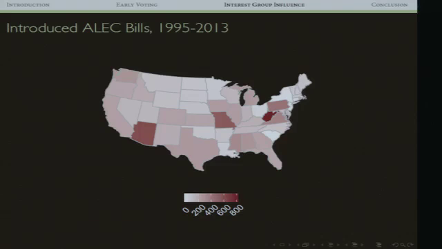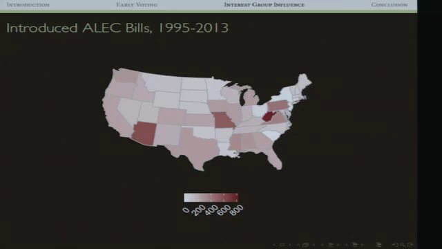So we have some preliminary results that we're still tweaking. This is an ongoing project, but we did try to identify the distribution of introduced ALEC legislation across the American states in the last 2 decades or so. And this is the result. States that are darker red have introduced more ALEC legislation.